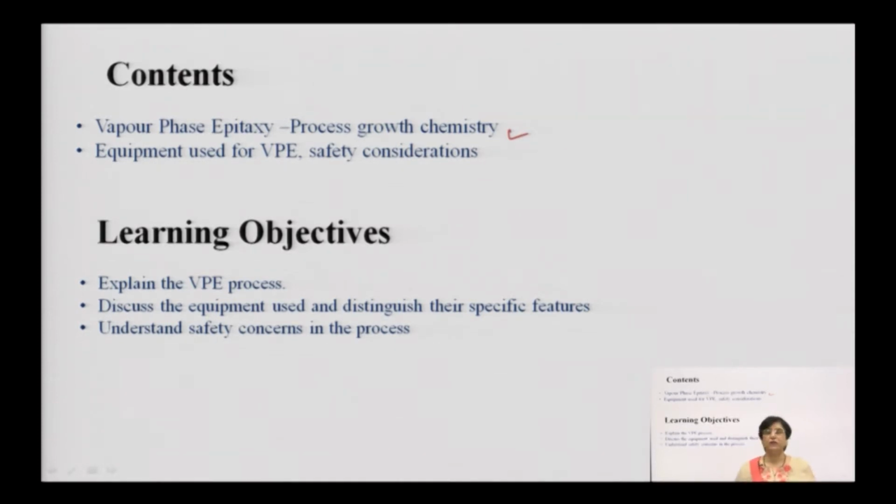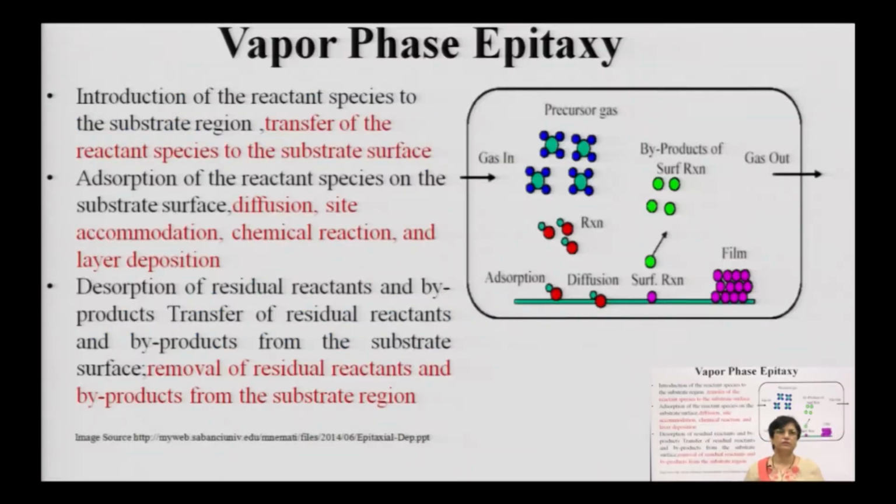At the end of this lecture, I expect you to know the entire vapor phase epitaxy process. Then I expect you to discuss the equipment. There are 3 types of equipment that we are going to study, and the safety norms which are to be taken into account while handling this particular process. So, let us go ahead with the vapor phase epitaxy.